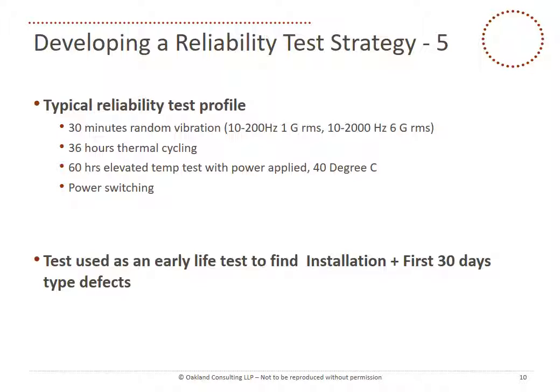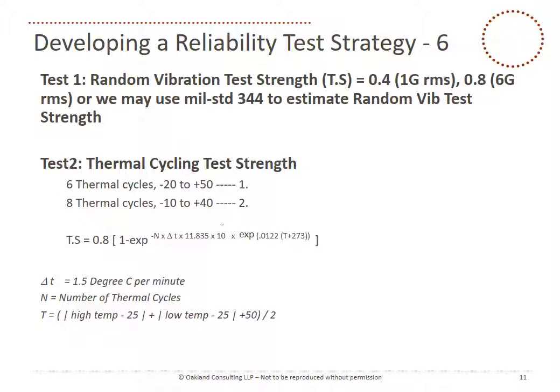But when we look into this, then we see things are a little bit different. If we look at the basic thermal cycling test profile in more detail, we can see this particular manufacturer does 6 thermal cycles minus 20 only to 50 and 8 thermal cycles minus 10 to 40 degrees C. On paper that may look fairly effective for doing a first 30-day early life reliability simulation test.